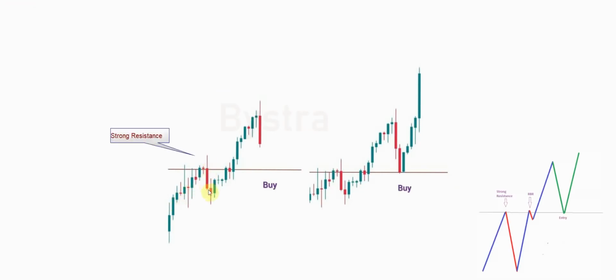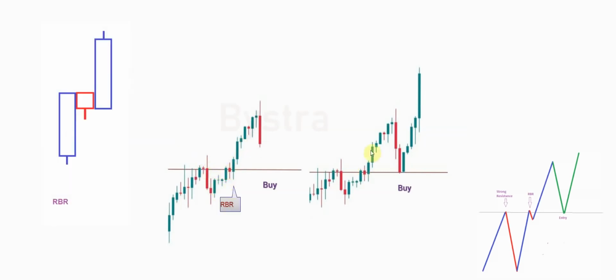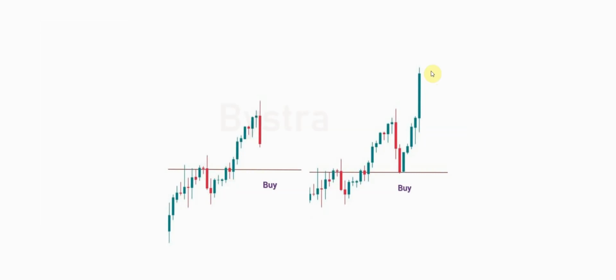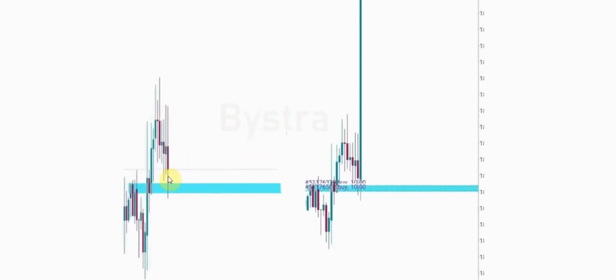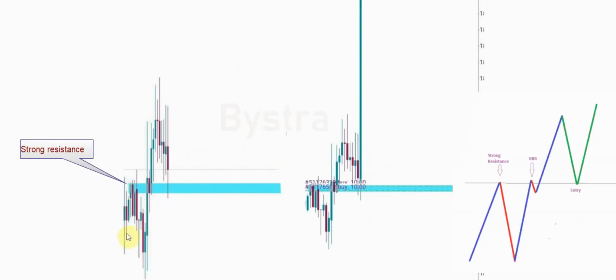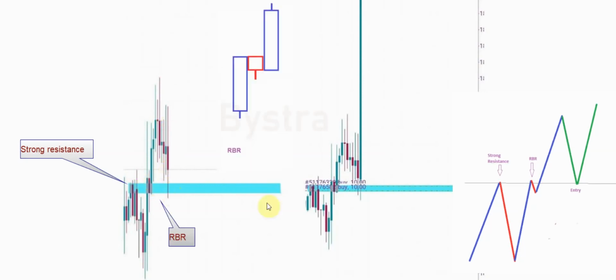We have a strong resistance, and this strong resistance is on the same line as the rally-base-rally. And then price came back and continued to fly. So this is the example of SNRC1. And here also is an example of SNRC1. We have a strong resistance on the same line as the rally-base-rally, and the price came back and continued to fly. Okay, and here also we have the same one.